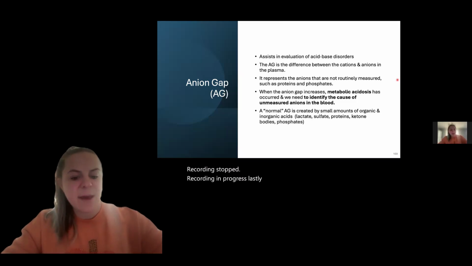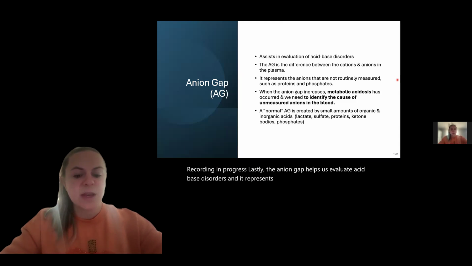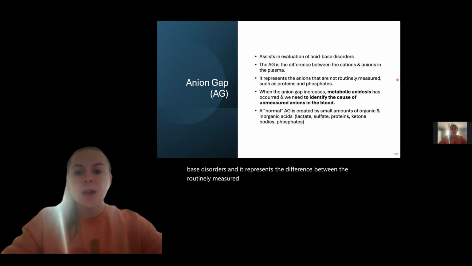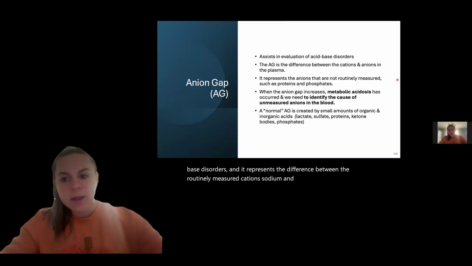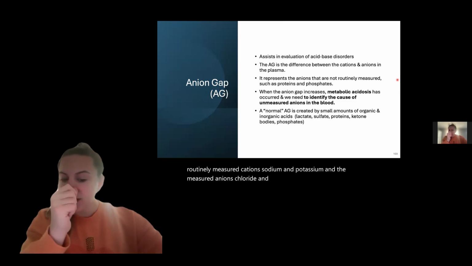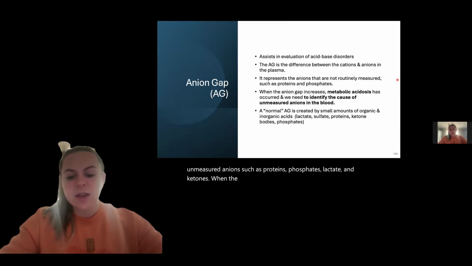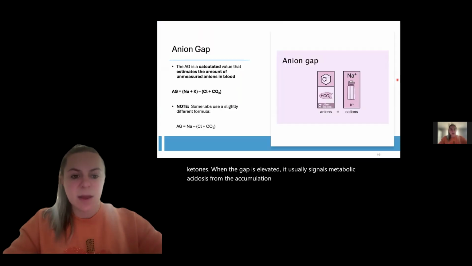Lastly, the anion gap helps us evaluate acid-base disorders, and it represents the difference between the routinely measured cations, sodium and potassium, and the measured anions, chloride and bicarbonate. The gap reflects unmeasured anions such as proteins, phosphates, lactate, and ketones. When the gap is elevated, it usually signals metabolic acidosis from the accumulation of acids in the blood.